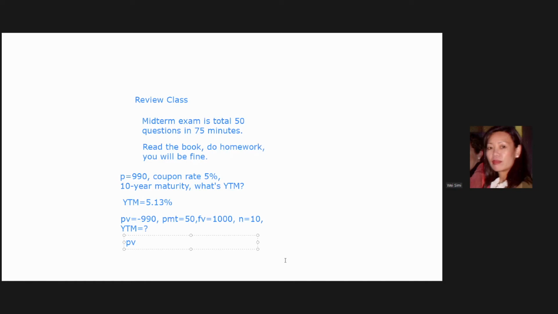Okay, so let's do the semi-annual input. Present value, same thing, right? So 990, negative 990, very good. See, everything comes out, negative comes out. Now here's the key. Okay, payment equal to what?